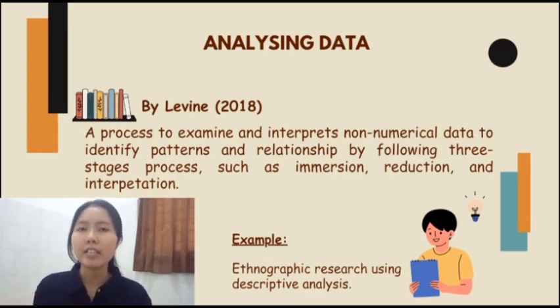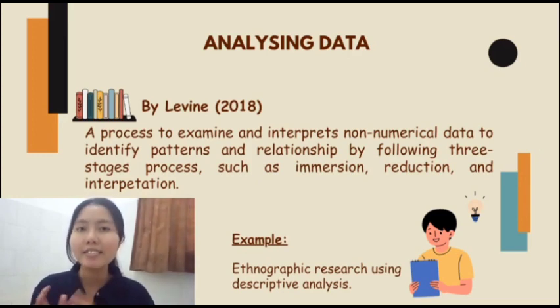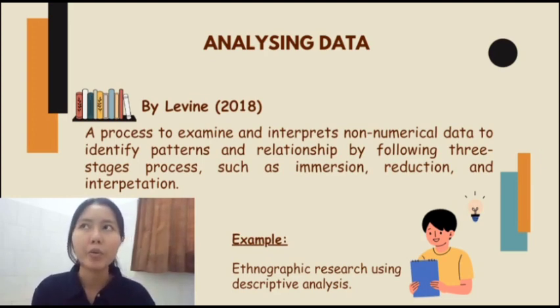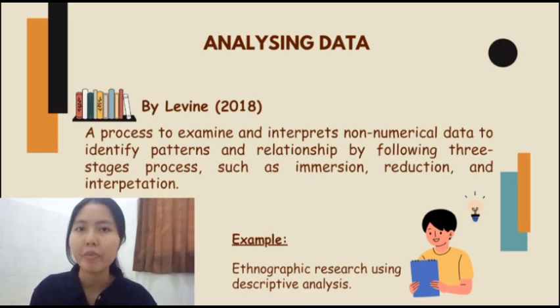Alright, so let's take an example. For example, ethnographic research using descriptive analysis. According to Fetterman, 1998, ethnographic research is research that describes and interprets a social grouping or cultural situation.